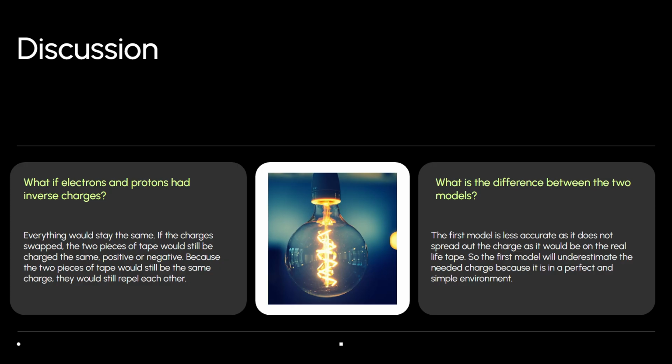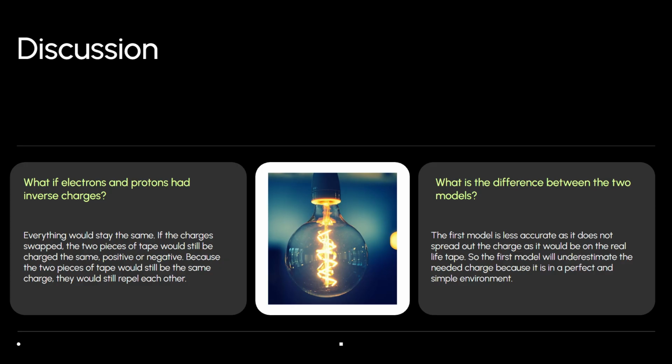If a proton was negative and an electron was positive, that actually wouldn't change anything, because they would still be the same charge no matter which charge they were. Because they would still be the same charge, they would still repel, and we would still get the kind of floating effect that we get between the two charged pieces of tape.